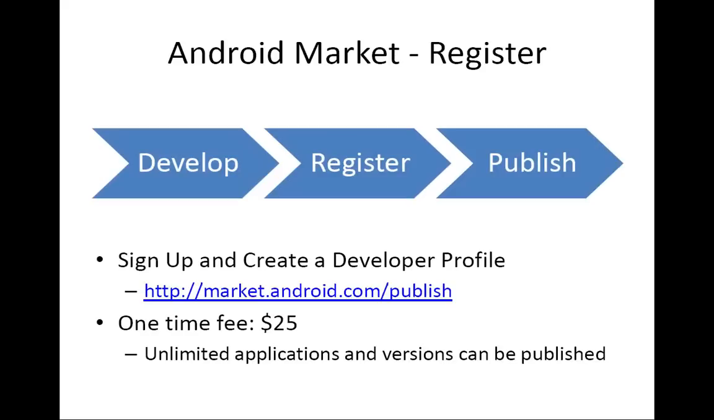On Android Market, it's almost painless. You develop your application, you register on the site market.android.com/publish. There is a one-time fee of $25, which a lot of people wonder why it's there, but you can upload and release unlimited applications. There is no limit on the number of versions that you can put out.